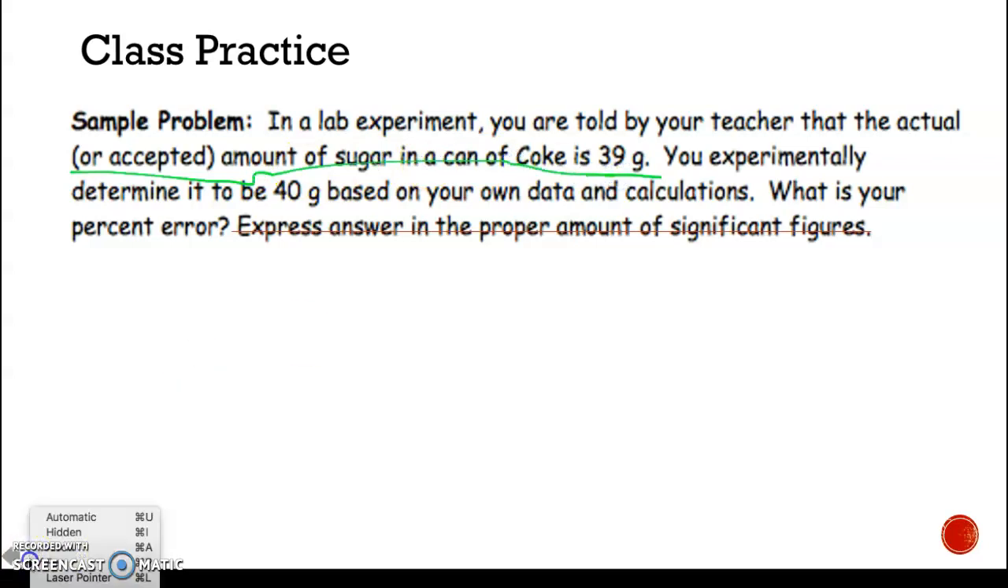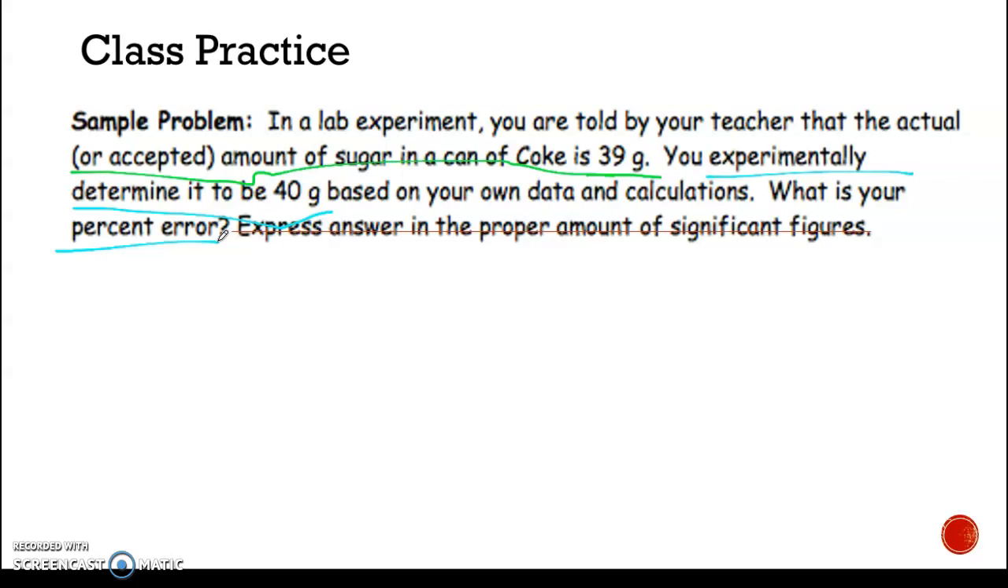Sorry for that noise in the background. And then they also tell us we experimentally determined it to be 40 grams, so I'm going to highlight that in cyan. So we already know two pieces of information that they give us in this problem. And we also know what they want us to calculate: percent error. We need to be able to pull this out of every problem we do in chemistry, in math, anything. We need to know what they want us to do, and the information they're giving us to do so.